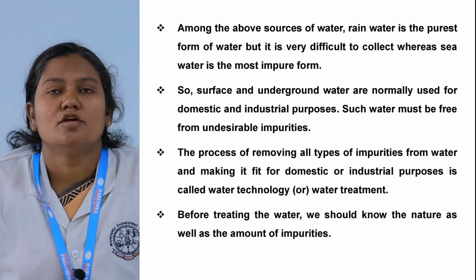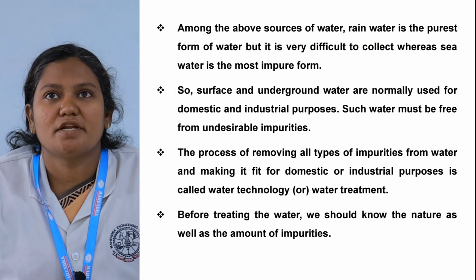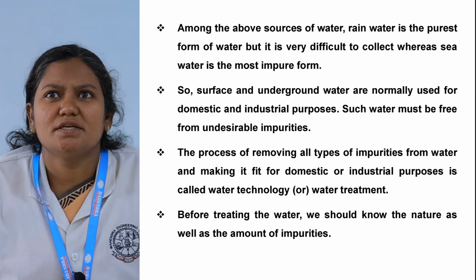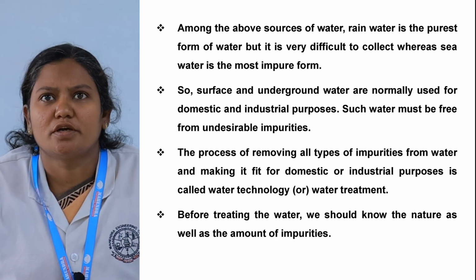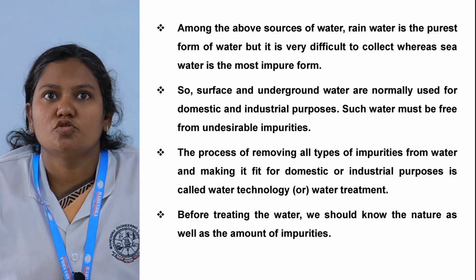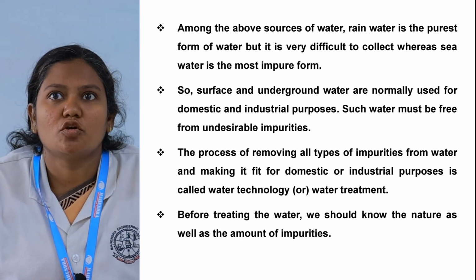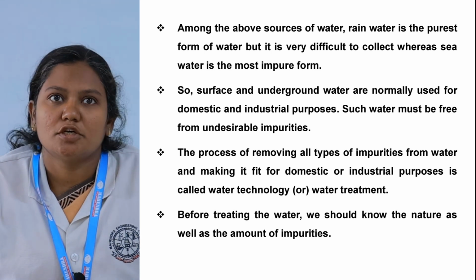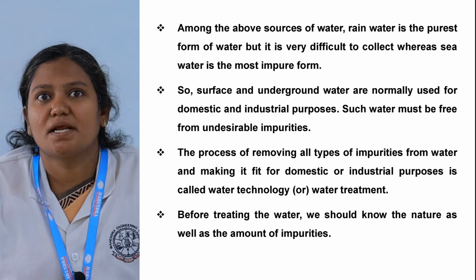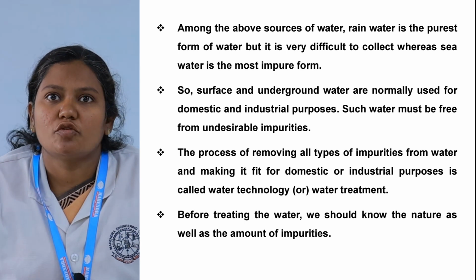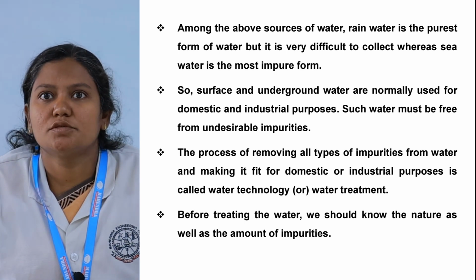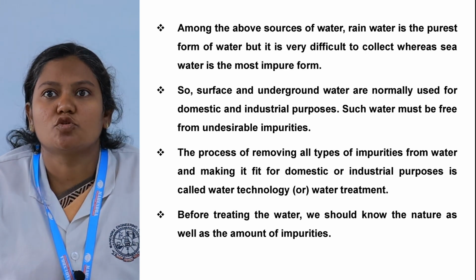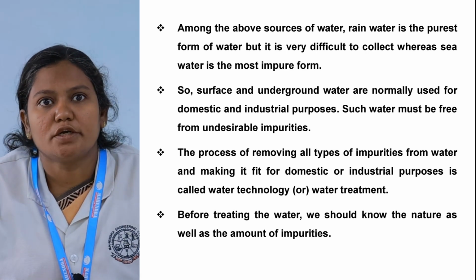Among the above sources, natural and artificial, rainwater is the purest form of water, but it is very difficult to collect rainwater in pure form. So we go for underground water, which is normally used for domestic and industrial purposes. Such water must be free from undesirable impurities. The process of removing all types of impurities from water and making it fit for domestic and industrial purposes is called water technology or water treatment.